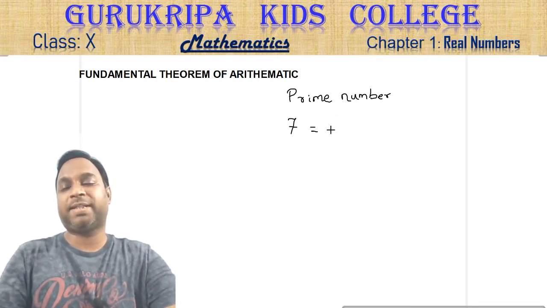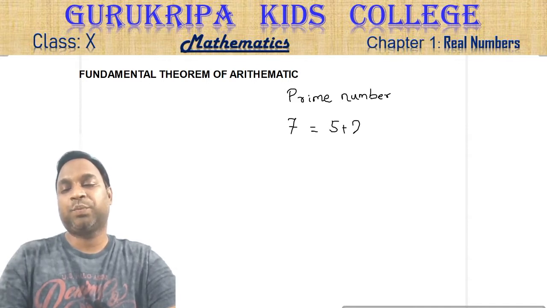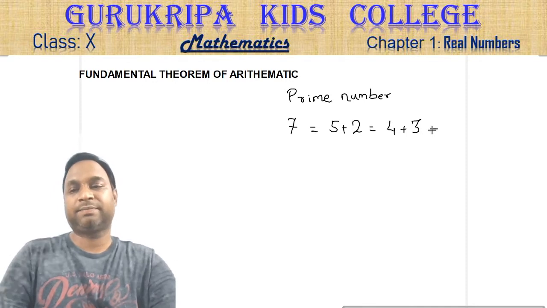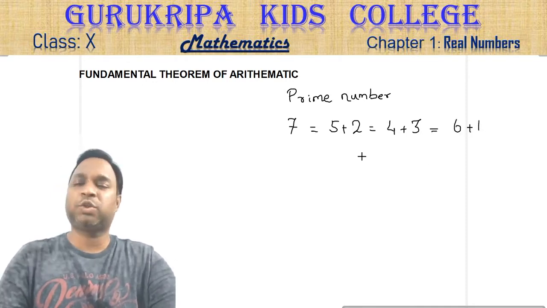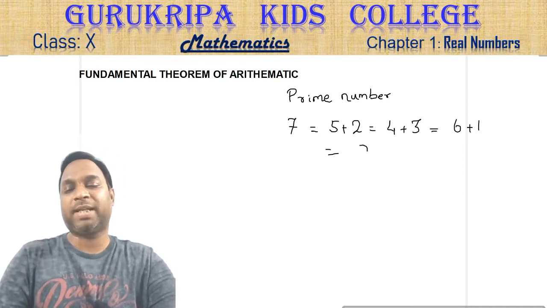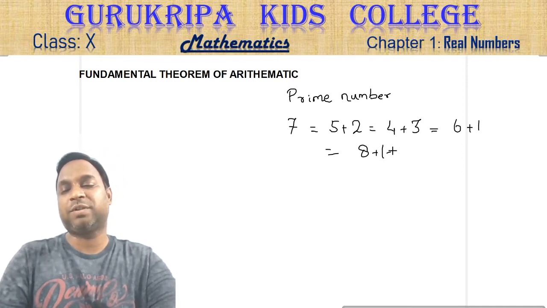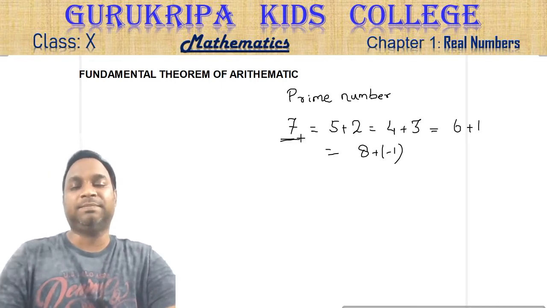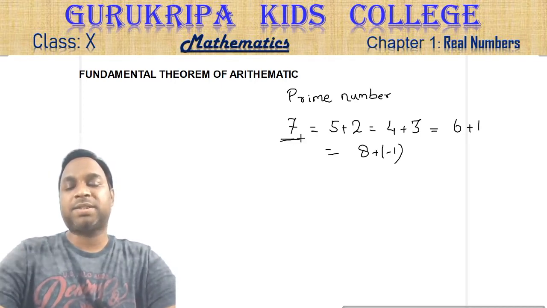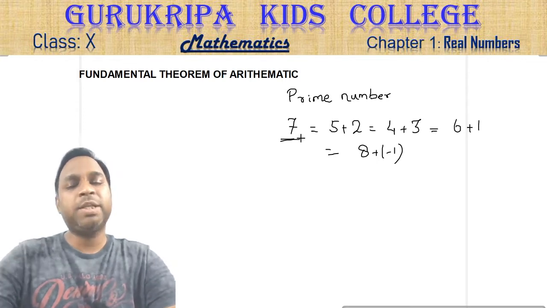Okay, let's first try it as a sum of two numbers. What can we write? 5 plus 2. Or we can also write 4 plus 3. Or we can also write, what can we write? 6 plus 1, and so on. There are so many options. Maybe we can write 8 plus minus 1 also. Enough. So this number 7 can be written as a sum of two different numbers in so many different ways.